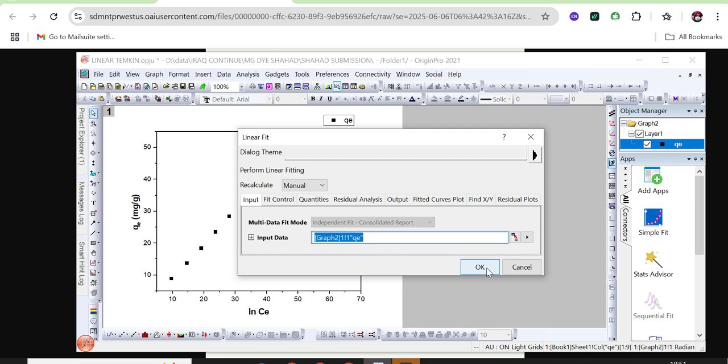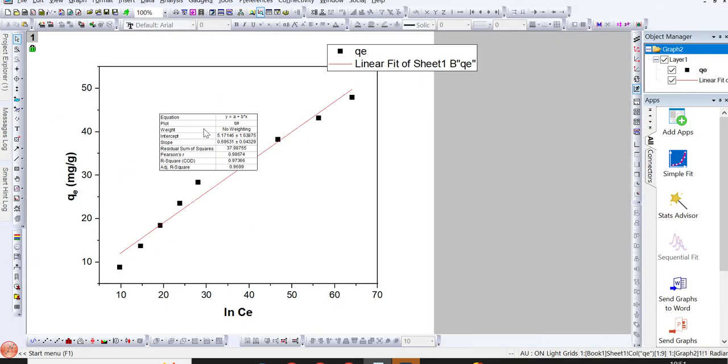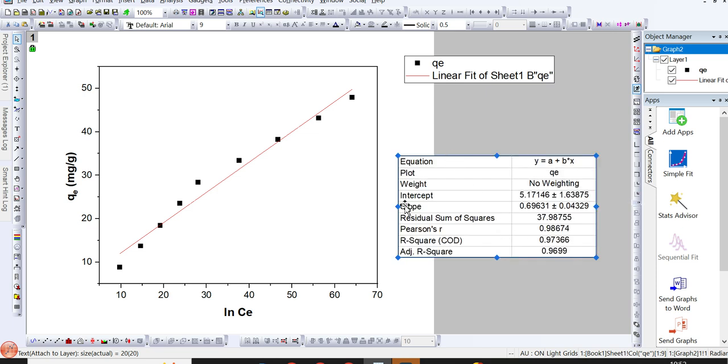After that you need to click on OK, and here you can see its fitting has been done. Its R square value, slope and intercept values are shown here. If I increase the size, okay, so this is the R square value of the Temkin isotherm model, that is 0.973, and its slope value is this one and its intercept is this one. Like slope is 0.69 and intercept is 5.171.